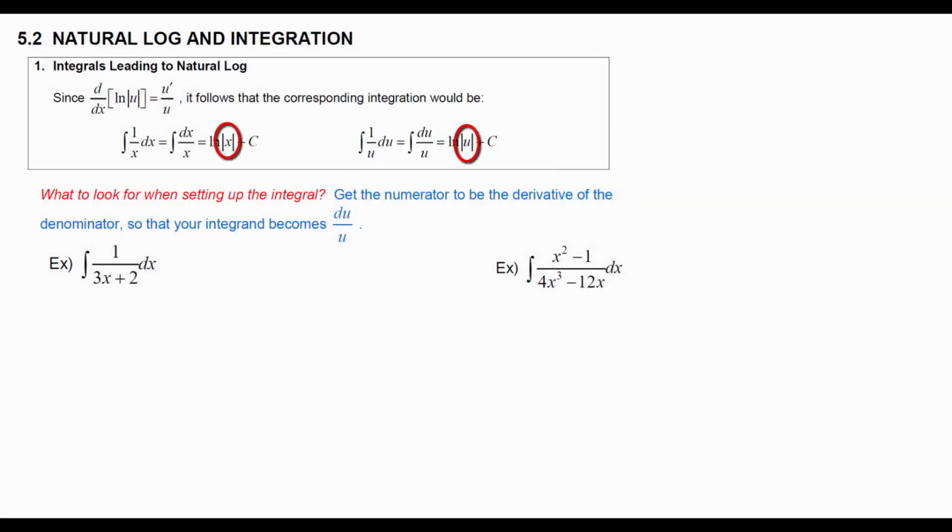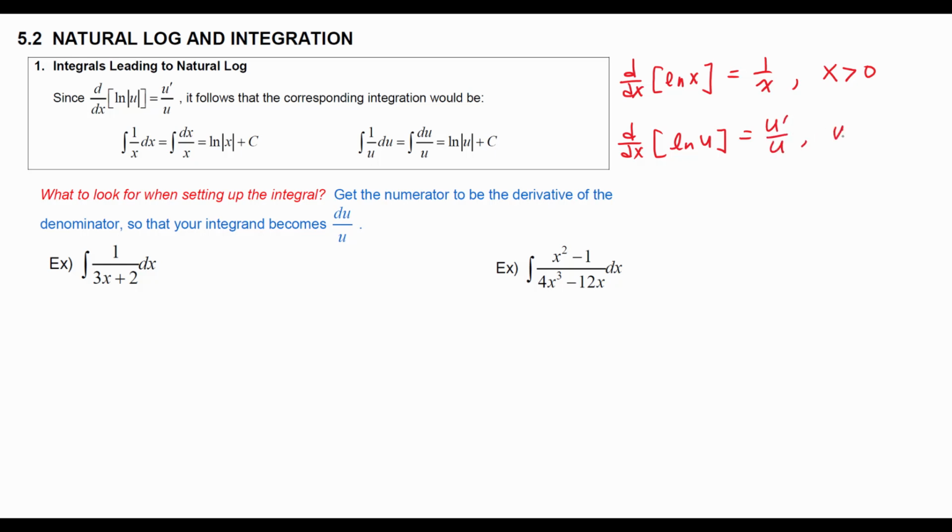Why do we need to put absolute value there? Recall, the derivative of ln x was equal to 1 over x, provided that x was positive. The derivative of ln u was equal to u prime over u by chain rule, provided that u was positive. So when you go back from 1 over x or u prime over u to ln x or ln u, it is your job to designate that your input is positive.